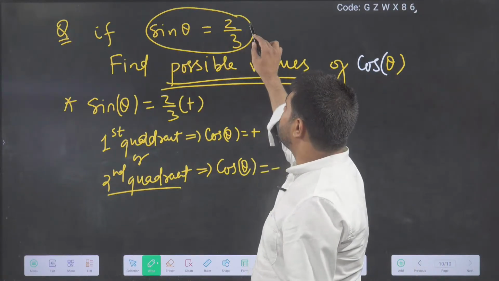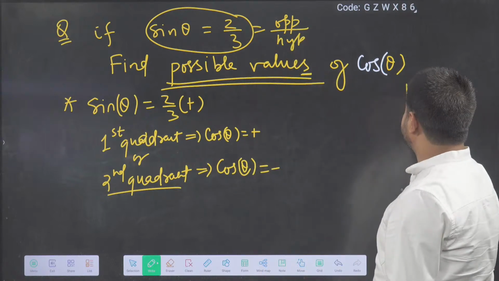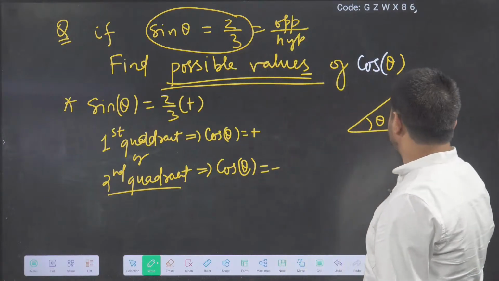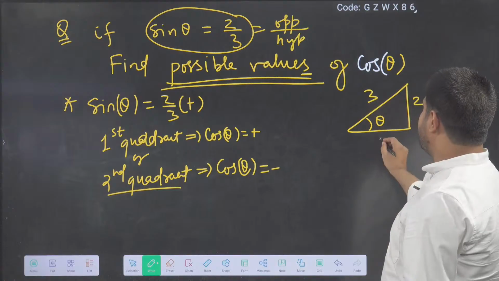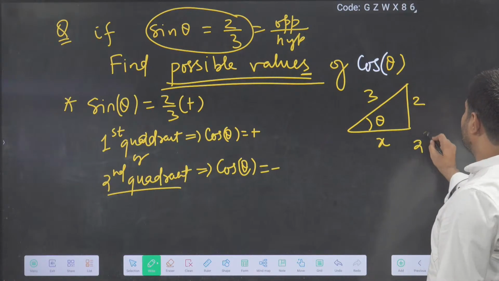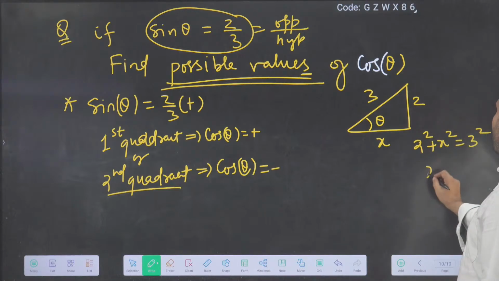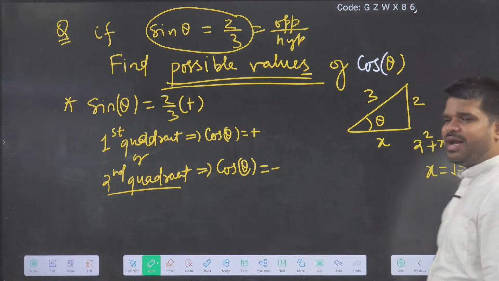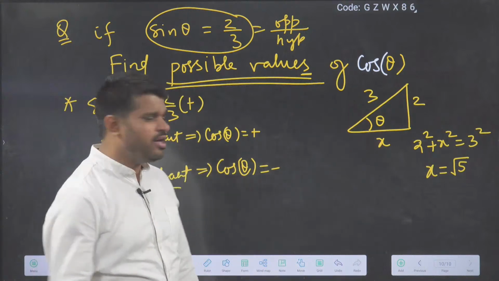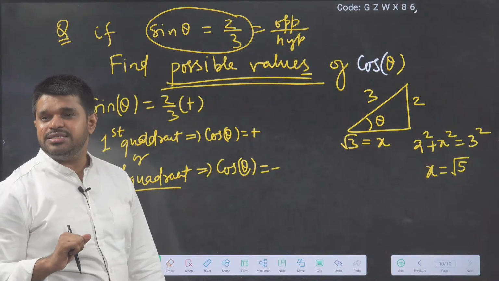Let's make a triangle. Sine theta is 2 by 3. Sine means opposite by hypotenuse, so the sides are 2 and 3. Let's find the third side x using the Pythagoras theorem. 2 square plus x square equals 3 square. When you solve, x will be root 5. So there are 2 possible answers of cos.